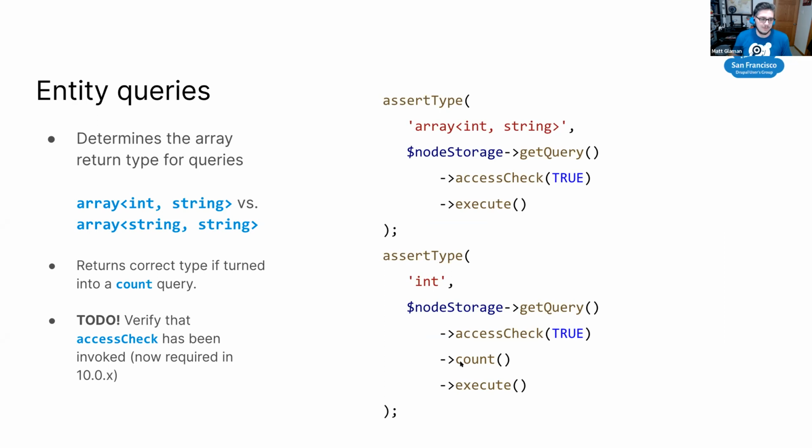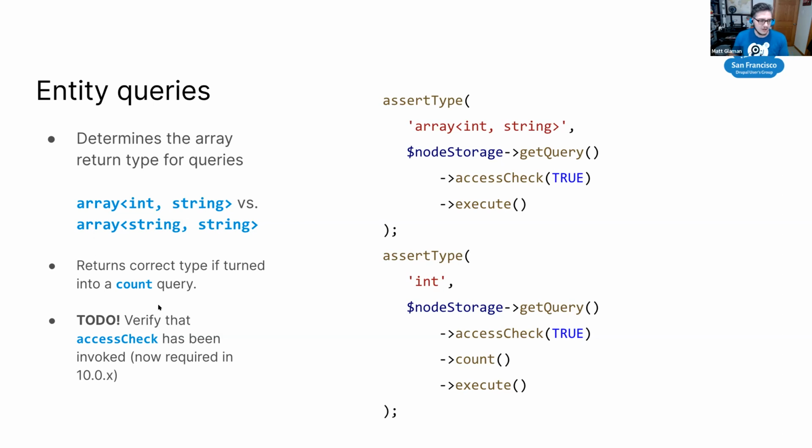And based off the entity type, we return whether it's an array keyed by integers or keyed by string. Content entities have numeric IDs, so it's keyed numerically. The value is a string just because of how PHP gets stuff from the database, but config entities have string identifiers, so that's why the key is a string and the value is a string.